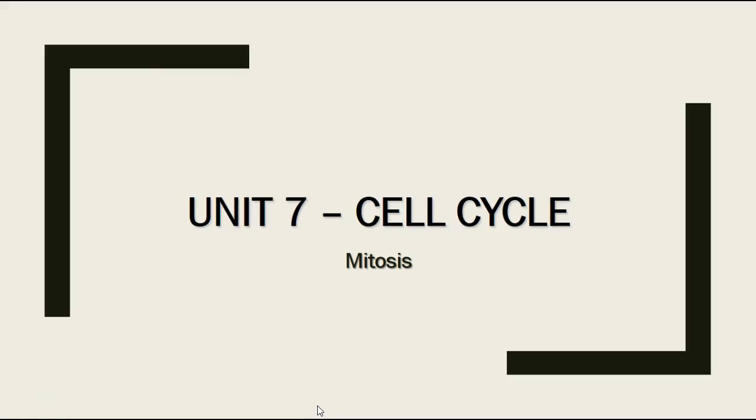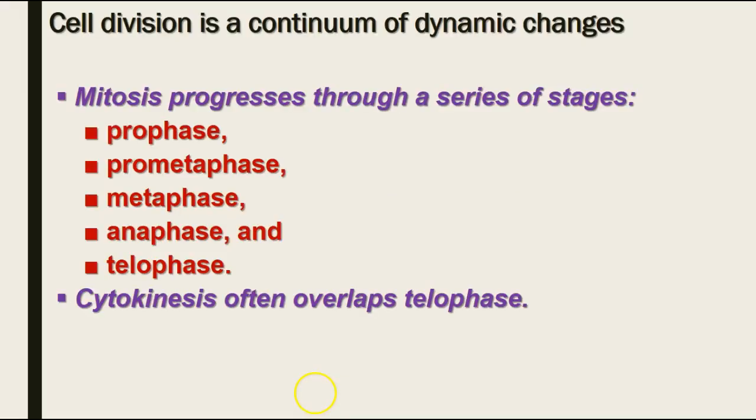Now that we've discussed the events of the cell cycle in which the cell is growing and getting ready to divide, we'll now move on to talk about the process of mitosis. Mitosis is the process of dividing the nucleus in a eukaryotic cell.